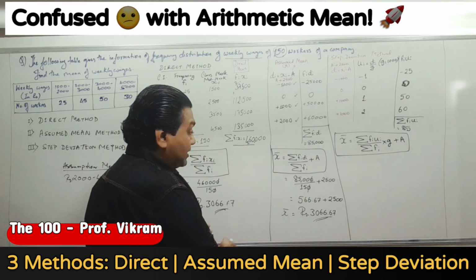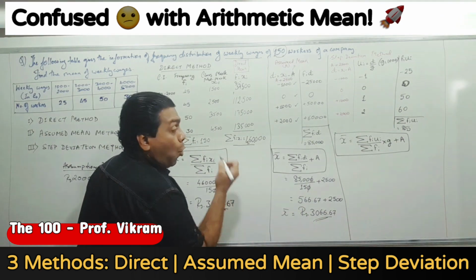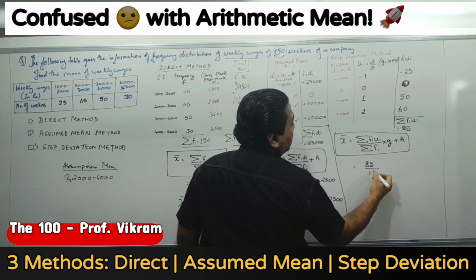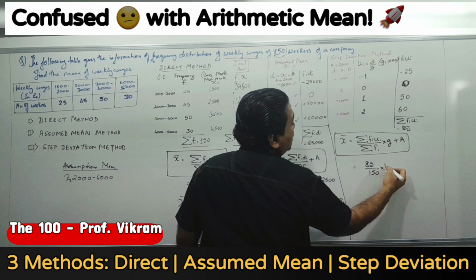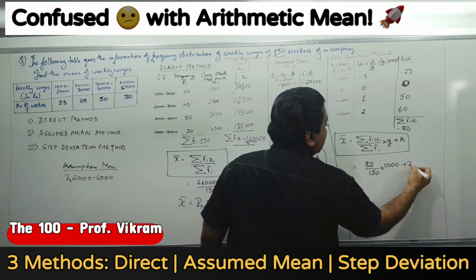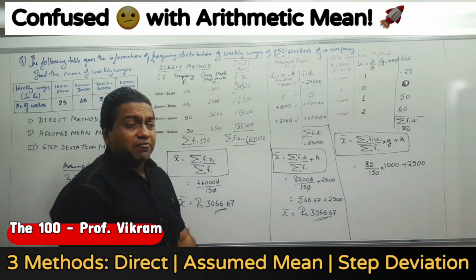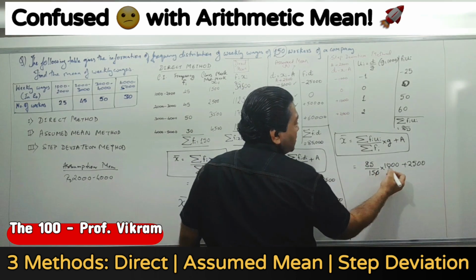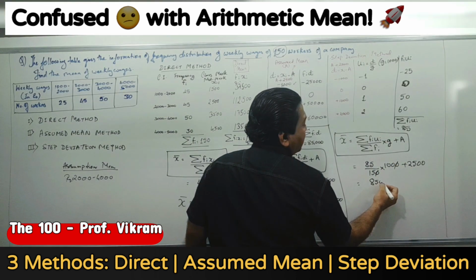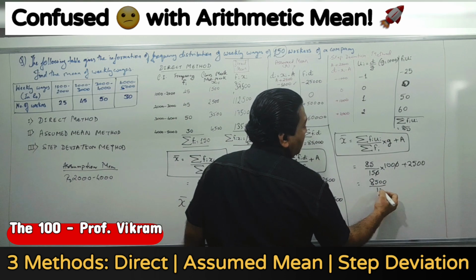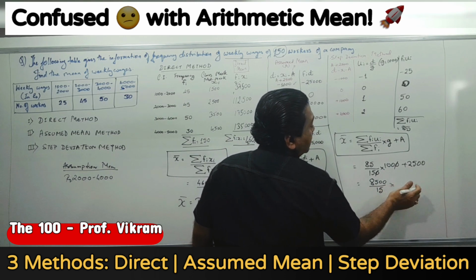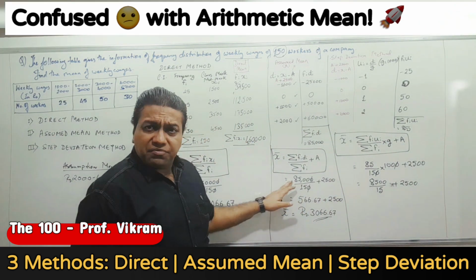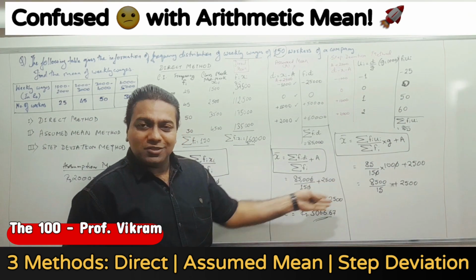Let's see whether we get the same answer or no. So summation of fiui is nothing but 85 upon 150 into G, which is 1000, plus my assumed mean A, which is 2500. I have taken that, correct? So let's do the calculation. I get here 8500 upon 15 plus 2500. Isn't it the same calculation? 8500 upon 15 plus 2500, almost the same calculation.